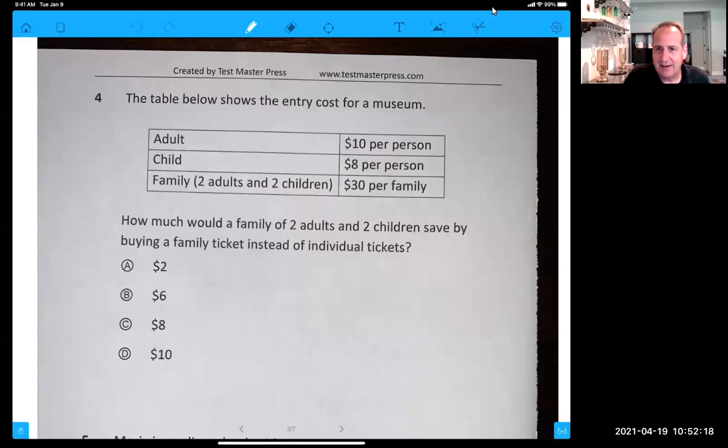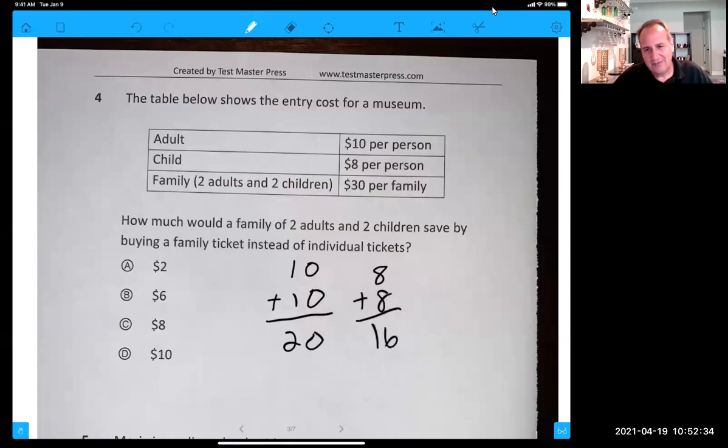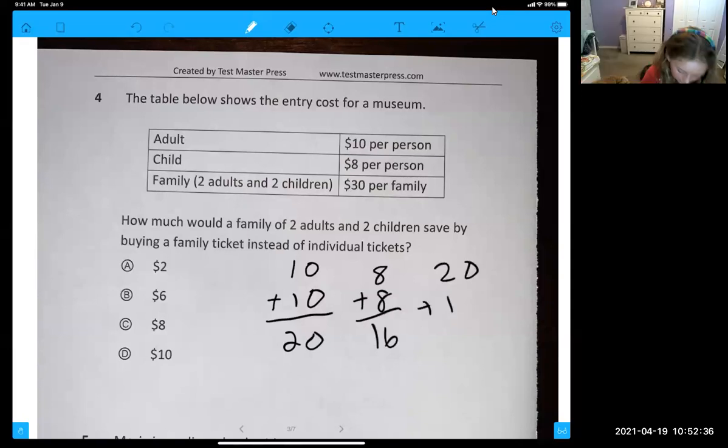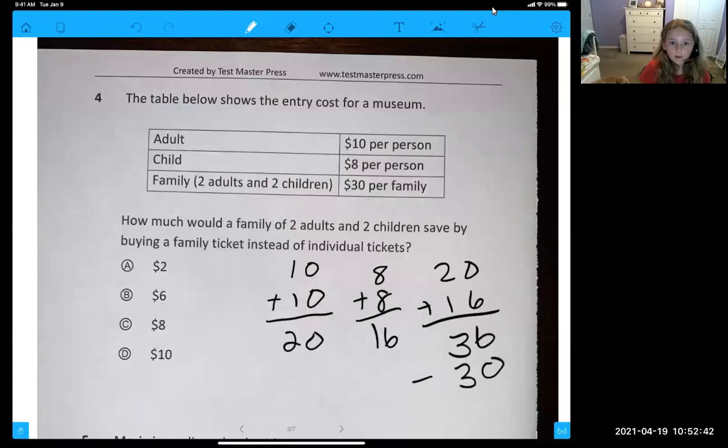I know. Can I say the answer? Go ahead. Well, first you need to do adult plus an adult because there's two, so that would equal 20. And then two kids equals 16. Ooh, look at her go. And then when you add those up, that equals 36. And so you would save $6 if you got the family ticket.